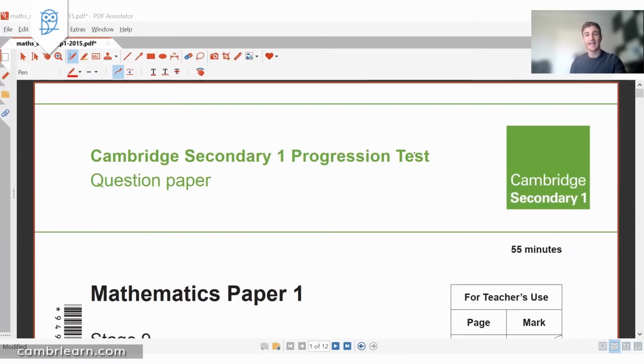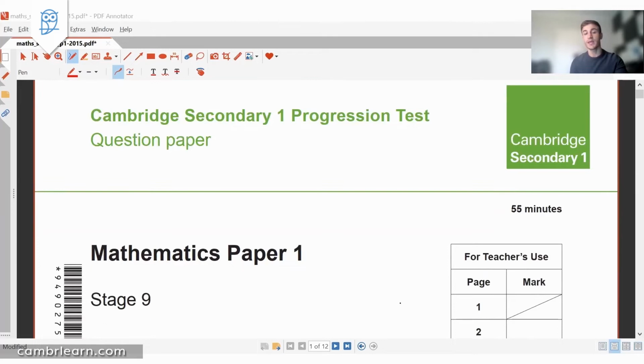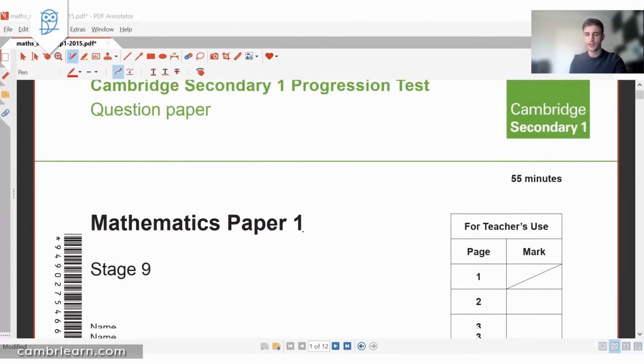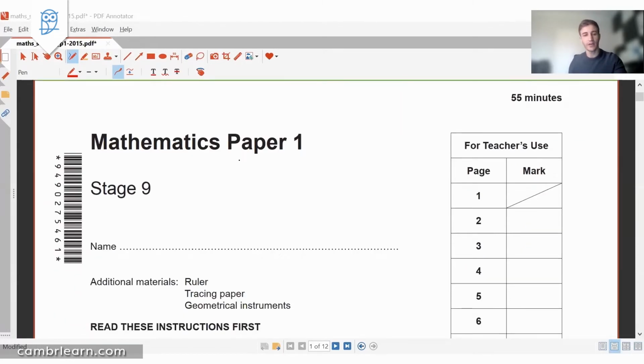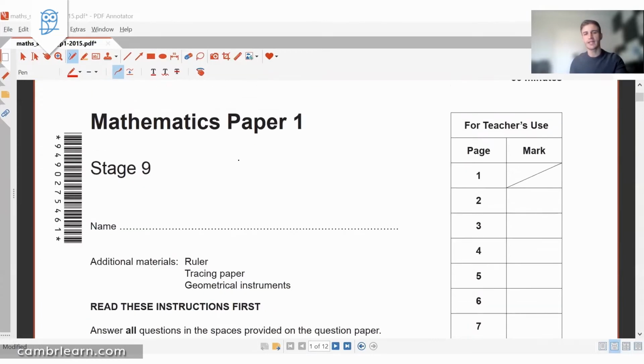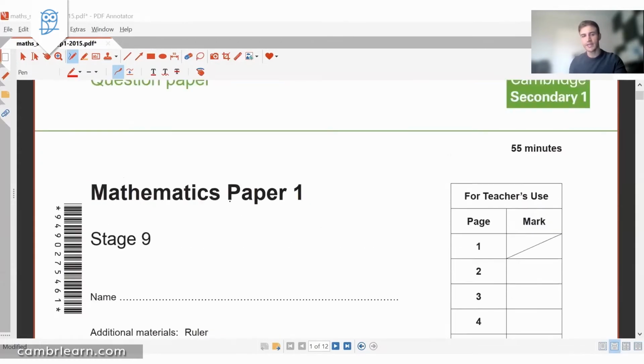We're going to start looking at tests. These are practice tests that you can use to see what you can expect in the exams. We're going to go through two papers, the progression test, mathematics paper 1 and paper 2, just to give you an idea of what to expect for the exams. Please work with me as we go through this exam. I'll give a few tips on how to answer the questions and maybe how to study as well. Let's jump right in.